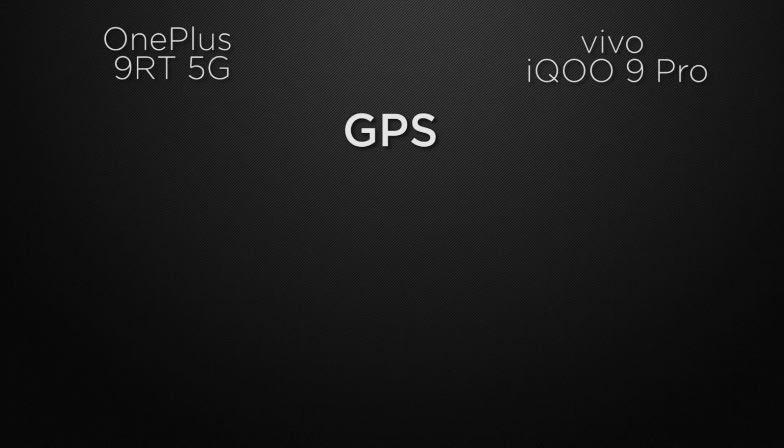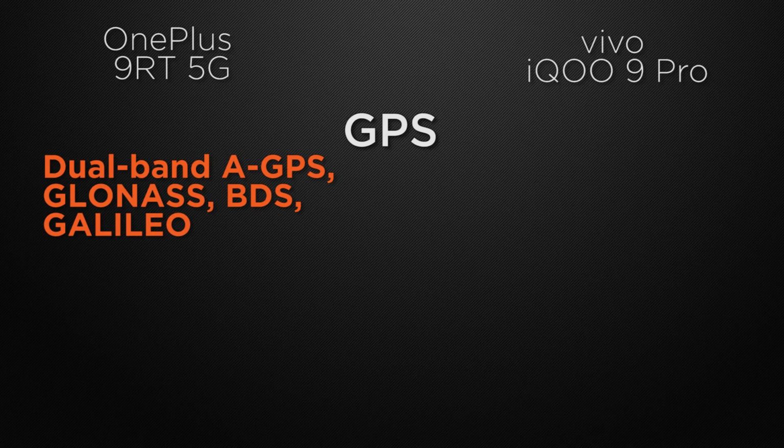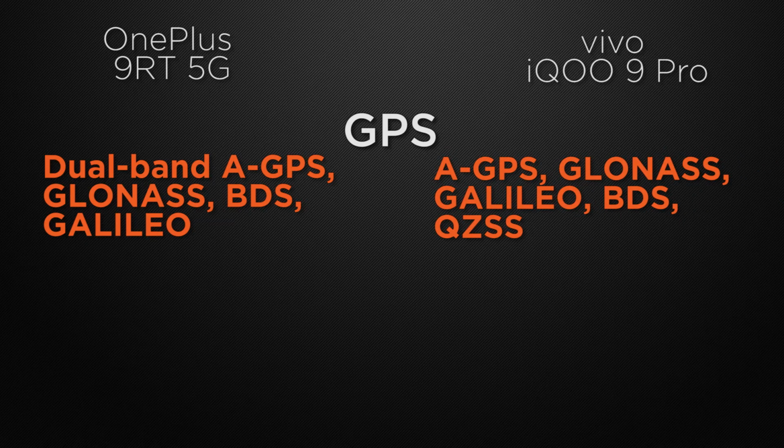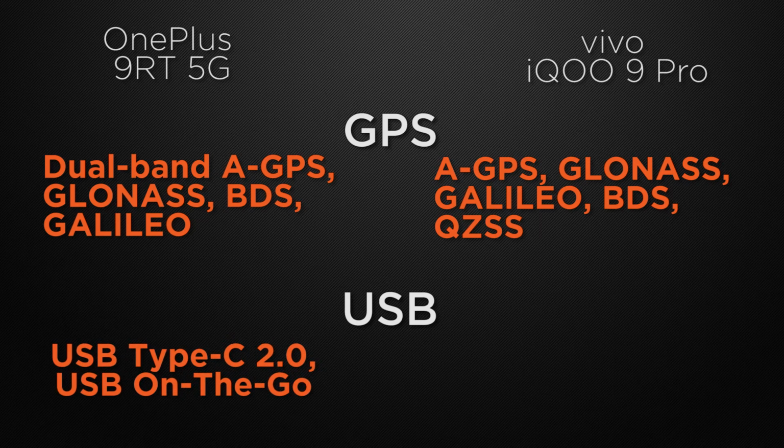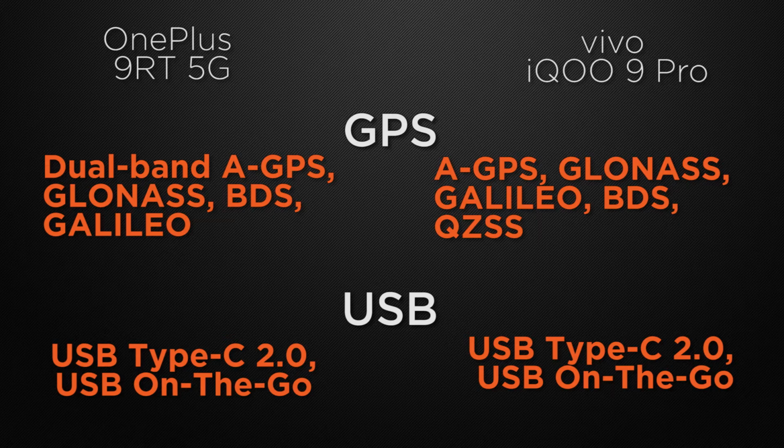Let's talk about the positioning chips in the devices. 9RT has dual band AGPS, GLONASS, Galileo and BDS, whereas 9 Pro has AGPS, GLONASS, Galileo, BDS and QSS. So the winner here is 9RT because it has dual band AGPS. And about the USB connectivity of the devices, 9RT comes with a 2nd gen Type-C connector with OTG support, whereas 9 Pro has a 2nd gen Type-C connector with OTG support, so it's a tie.